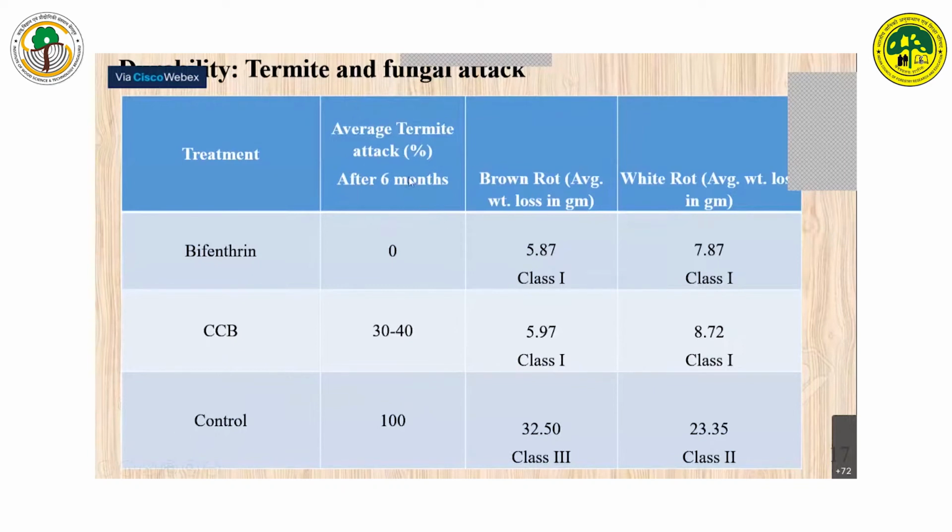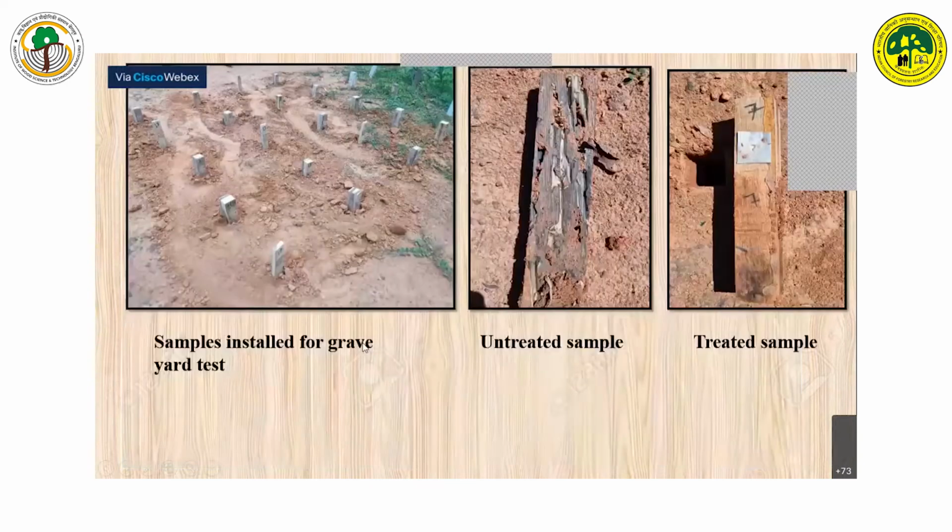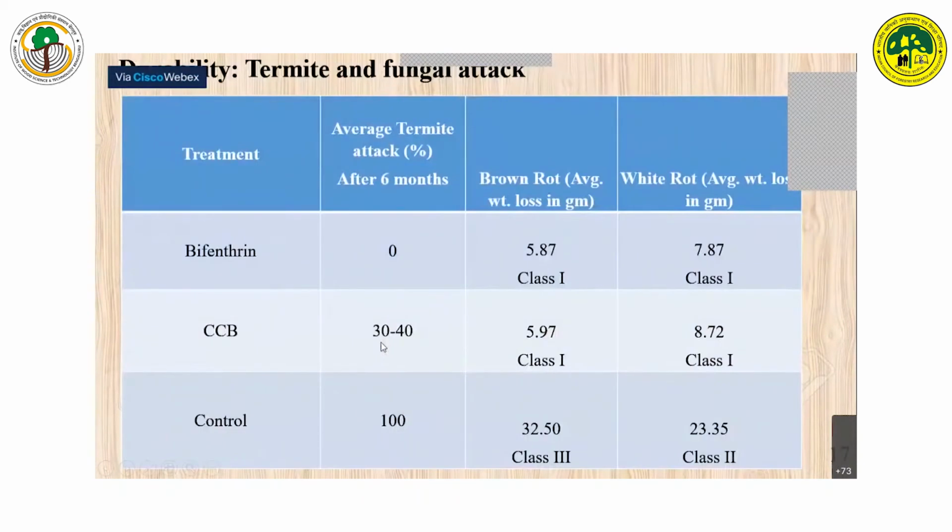If we see the average termite attack percentage after 6 months, bifenthrin resisted the termite attack completely. So there was 0% attack on the wood samples. CCB was able to resist, but not fully. 30 to 40% damage was there in the samples. And in the control, there is 100% damage. So it means that if we use CLT in control condition without any preservative treatment, termite attack will be a problem.